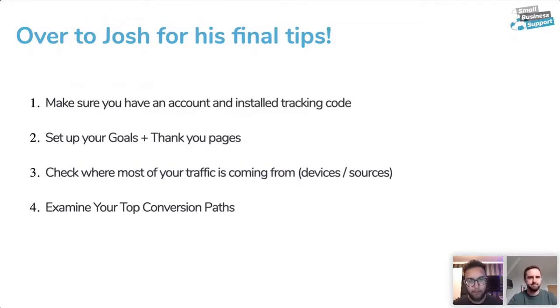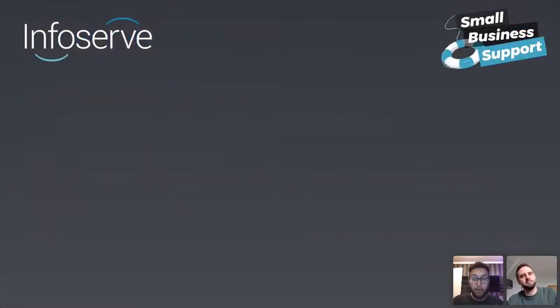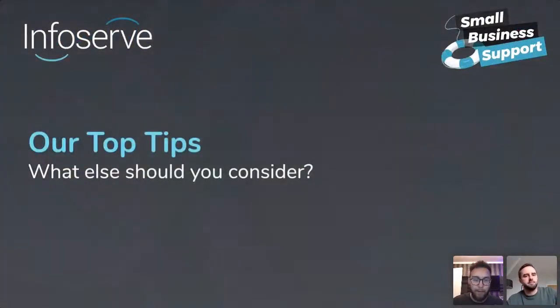Make sure you have an account and make sure you have installed that tracking code. If you are having trouble installing that tracking code, go to support.google.com/analytics and have a look in there. It literally shows you Wix and WordPress and so forth like that. Okay. And make sure you follow those tips.